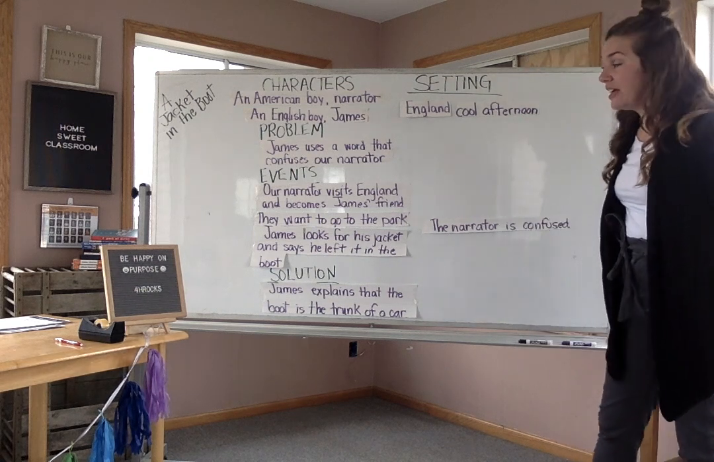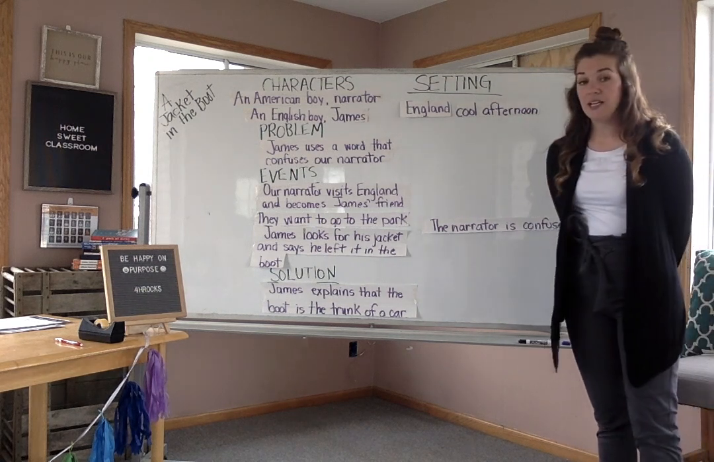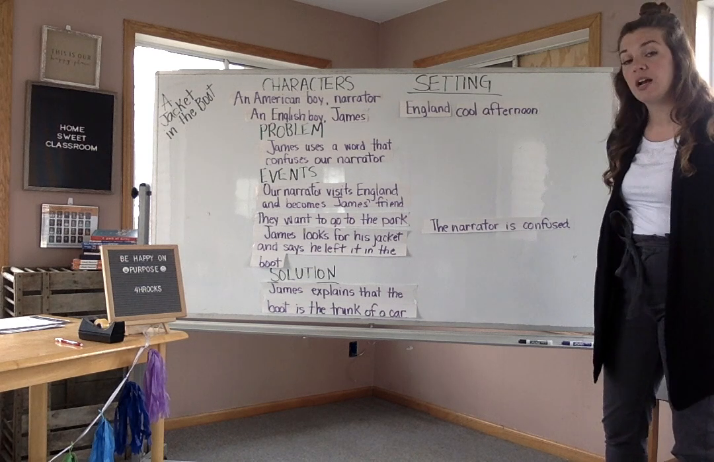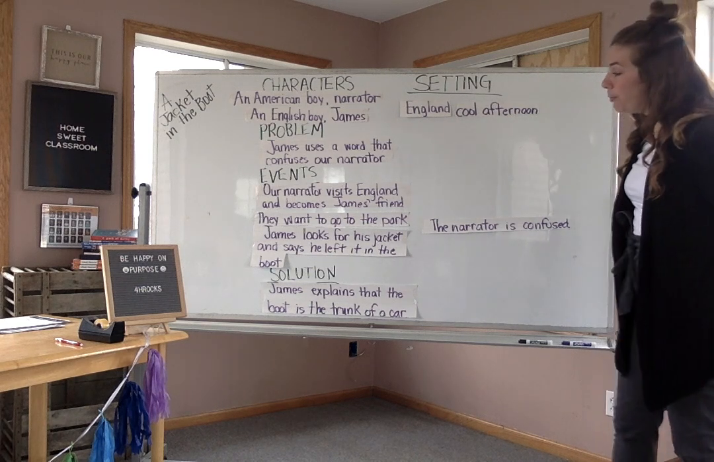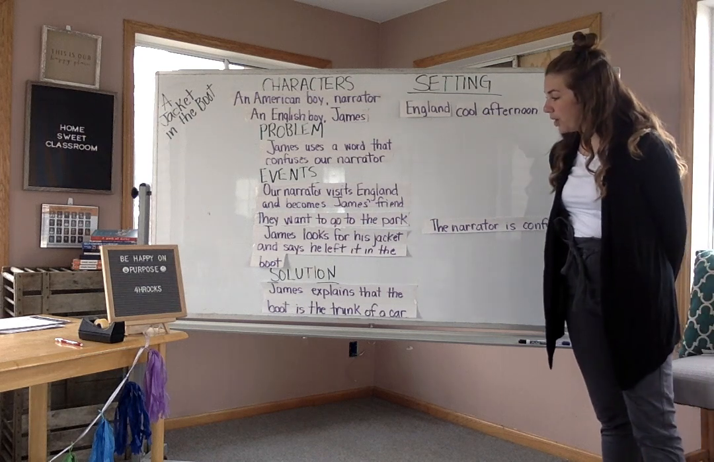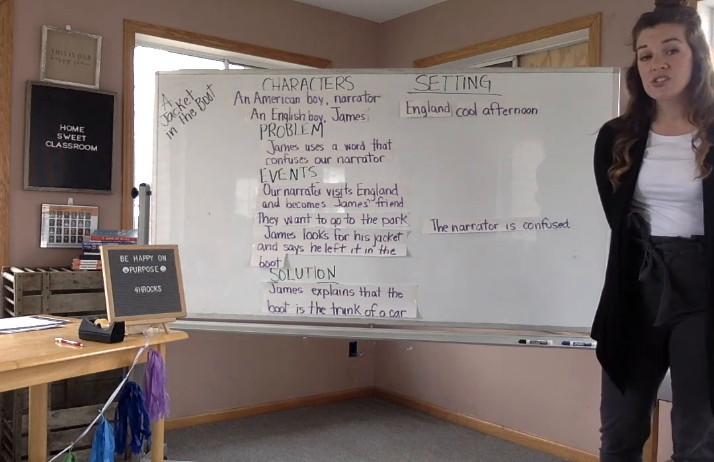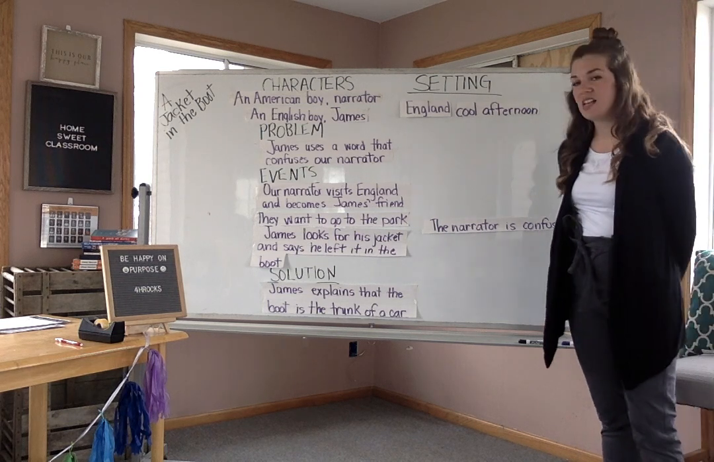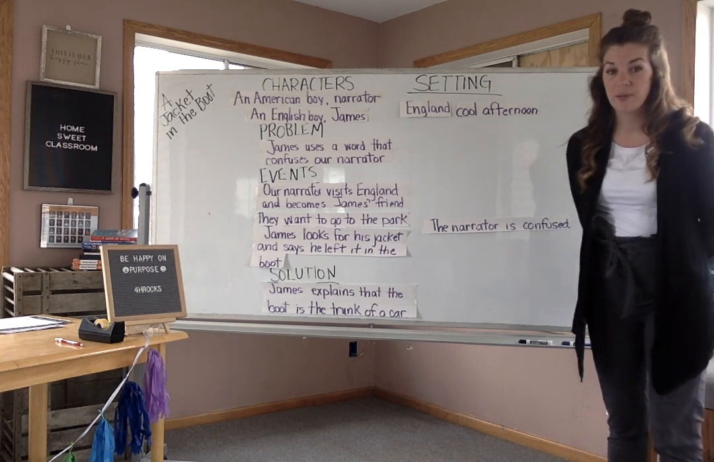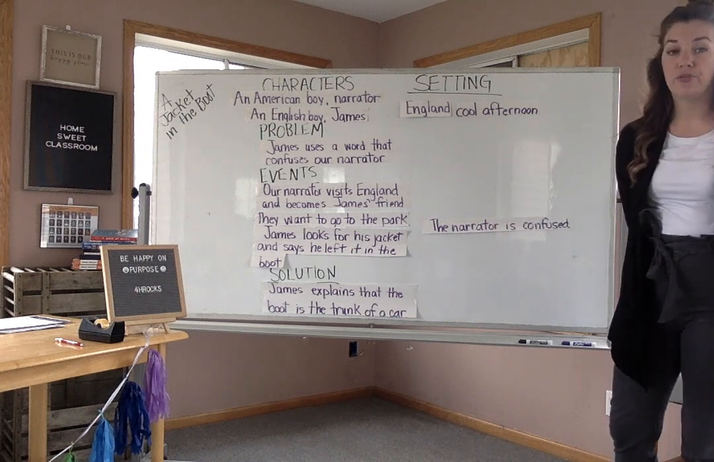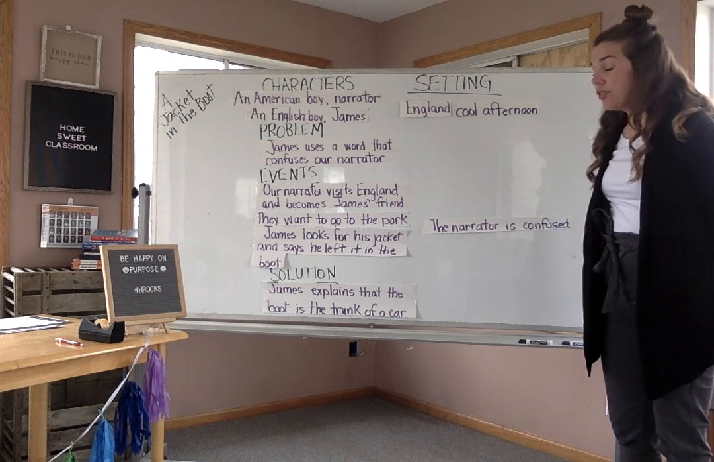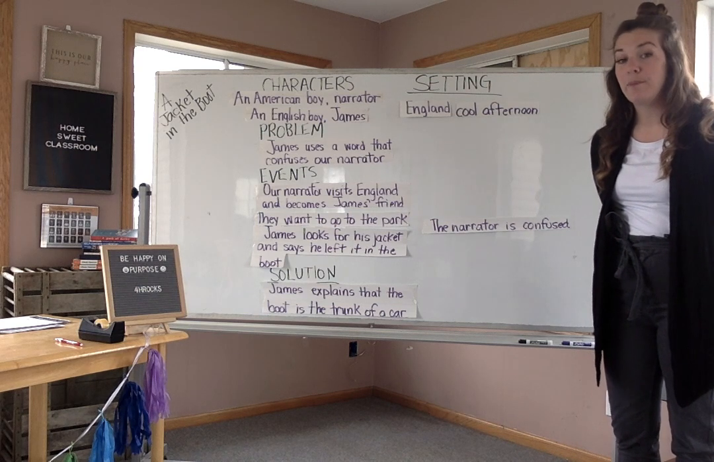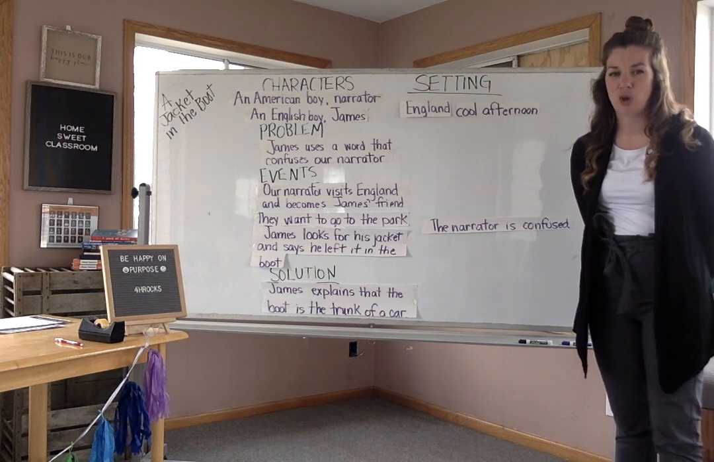Four important events from the beginning, middle, and end are that our narrator has visited England and he becomes James's friend. The boys decide that they want to go to the park. It is a cool afternoon, so James decides that he needs his jacket, and he says that he left it in the boot, which leaves our narrator very confused. The solution to our problem is that James has to explain that the boot is actually just the trunk of a car.